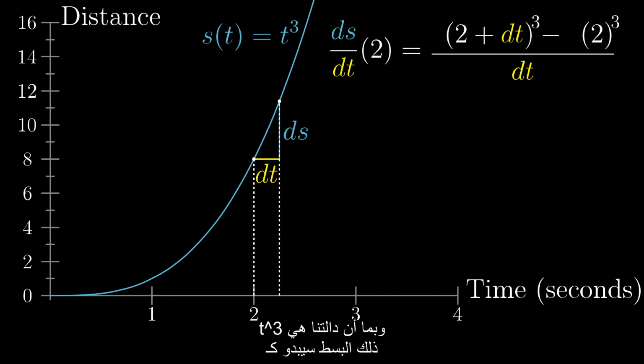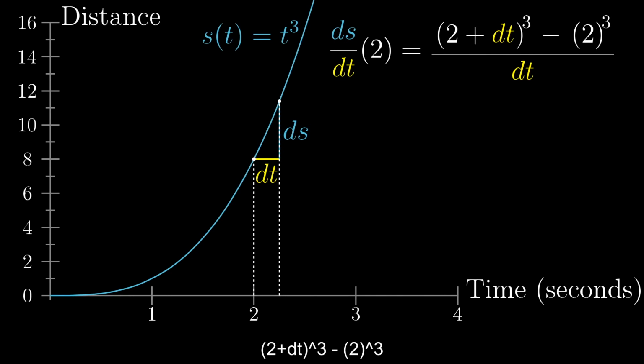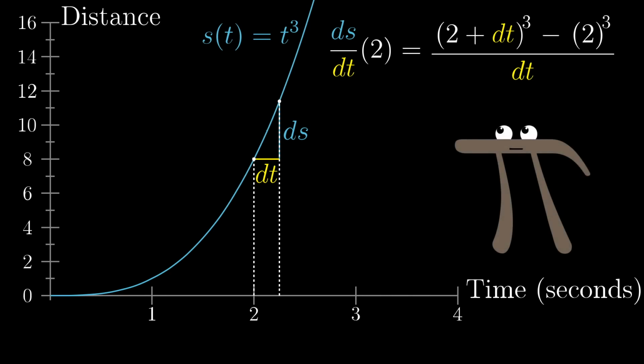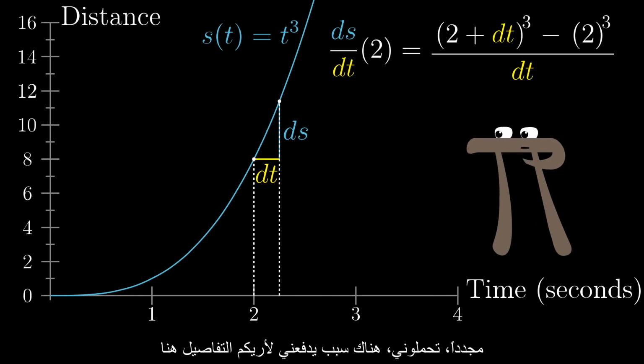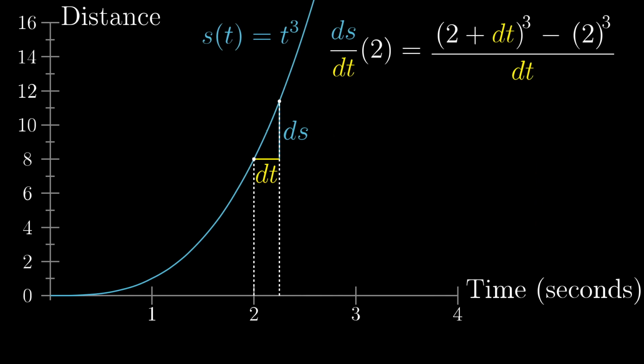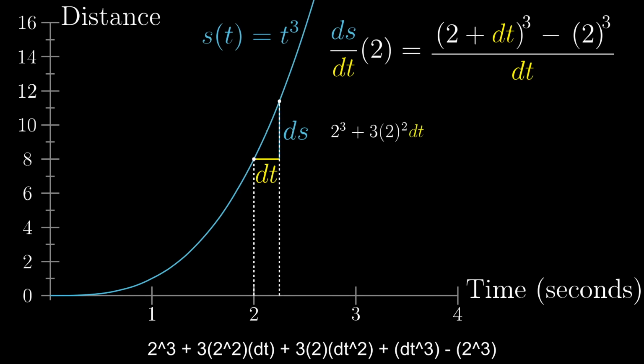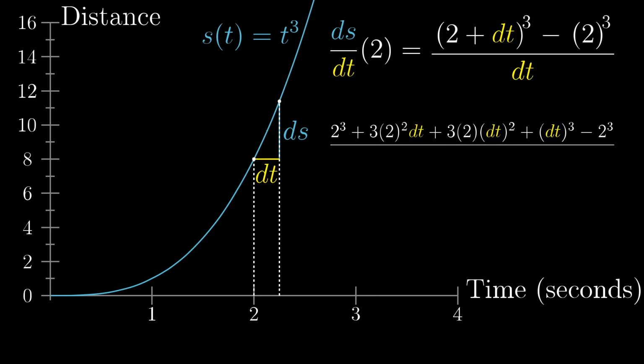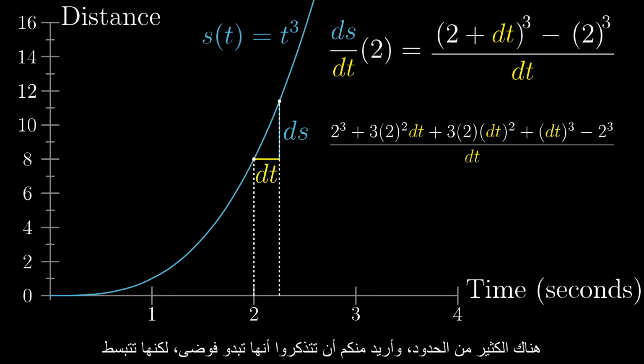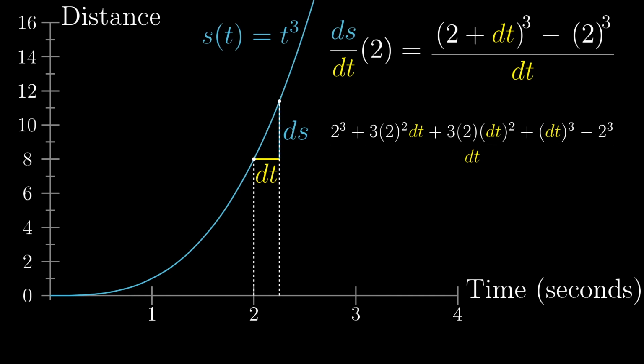Since our function is t cubed, that numerator looks like (2 plus dt) cubed minus 2 cubed. And this is something we can work out algebraically. Again, bear with me. There's a reason that I'm showing you the details here. When you expand that top, what you get is 2 cubed plus 3 times 2 squared dt plus 3 times 2 times dt squared plus dt cubed, and all of that is minus 2 cubed. Now there's a lot of terms, and I want you to remember that it looks like a mess, but it does simplify. Those 2 cubed terms, they cancel out.